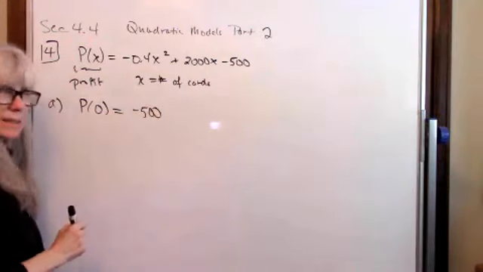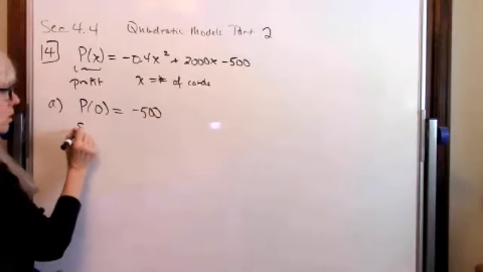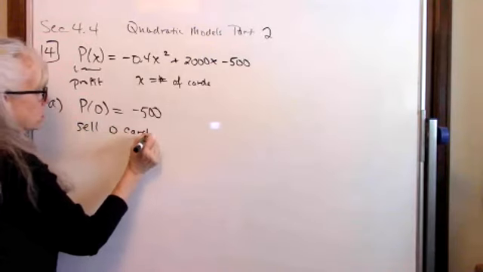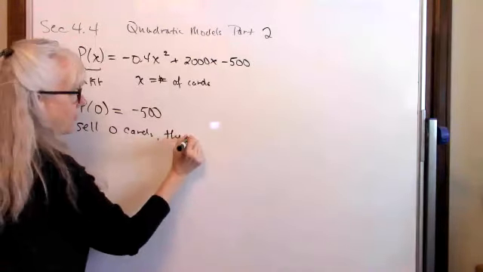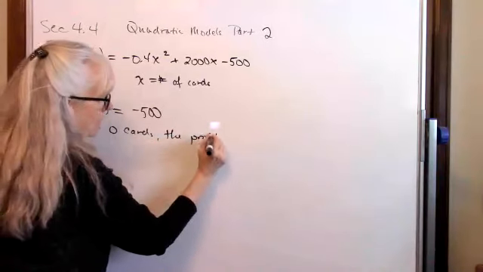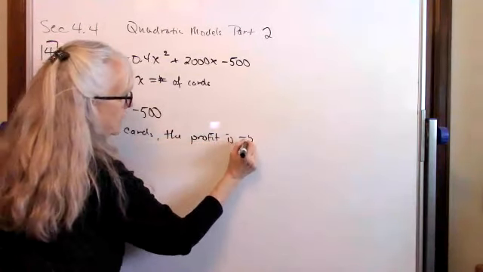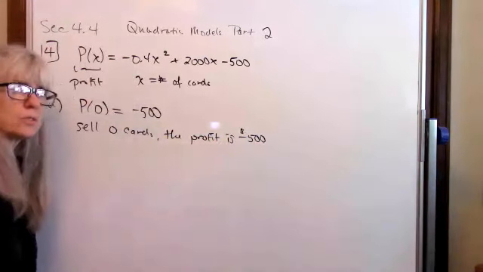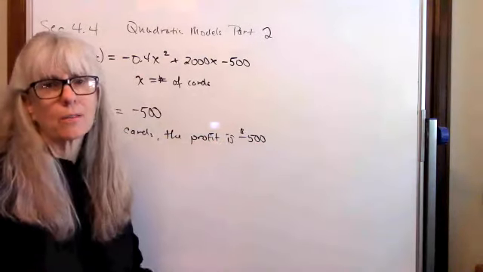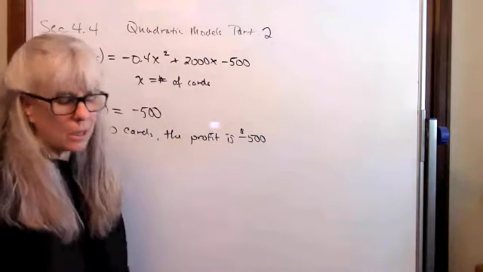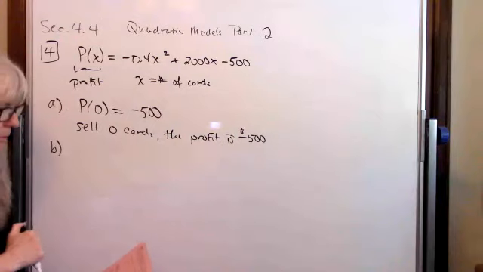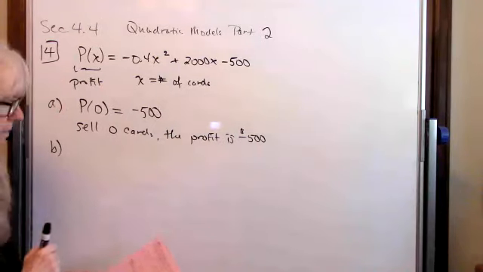So what does that mean? Well, this means that when we make and produce 0 cards, the profit is a negative $500. That's no profit, that's a loss. So if you don't produce any cards, you're already $500 in the hole, which is never a good thing. Part B is asking how many cards should be sold to maximize the profit, and what is the maximum profit?